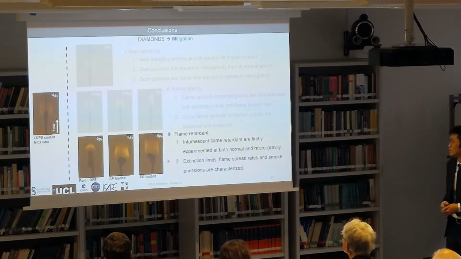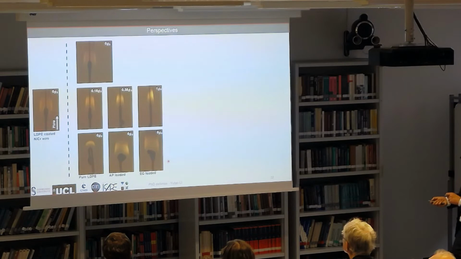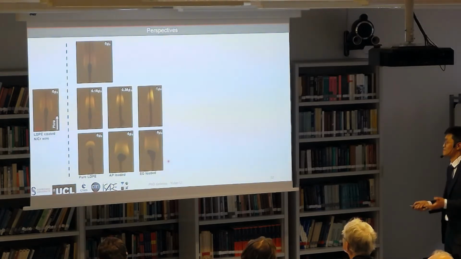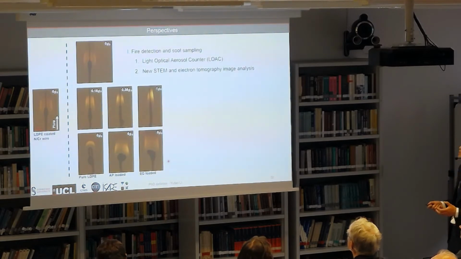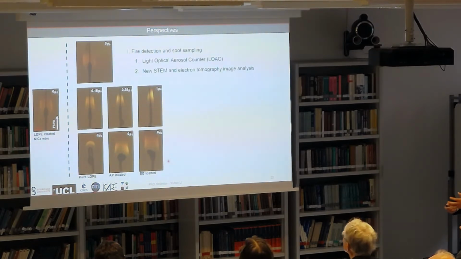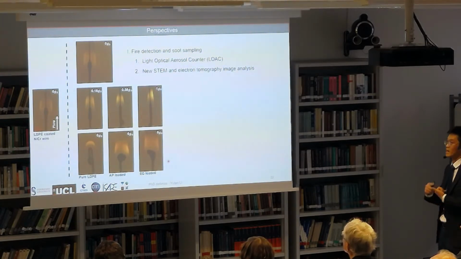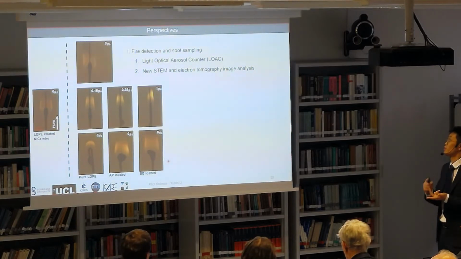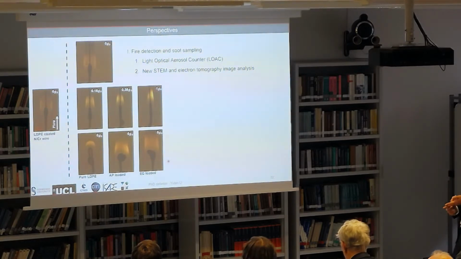About the last part, the intumescent flame retardants are firstly experimented at both normal and microgravity. Their extinction limits, flame spread rates, and smoke emission are characterized. And each part has its perspectives. About the fire detection, a detector will be installed in our experimental rig, which allows us to measure their size, oxygen concentration, and also typology of the particles.